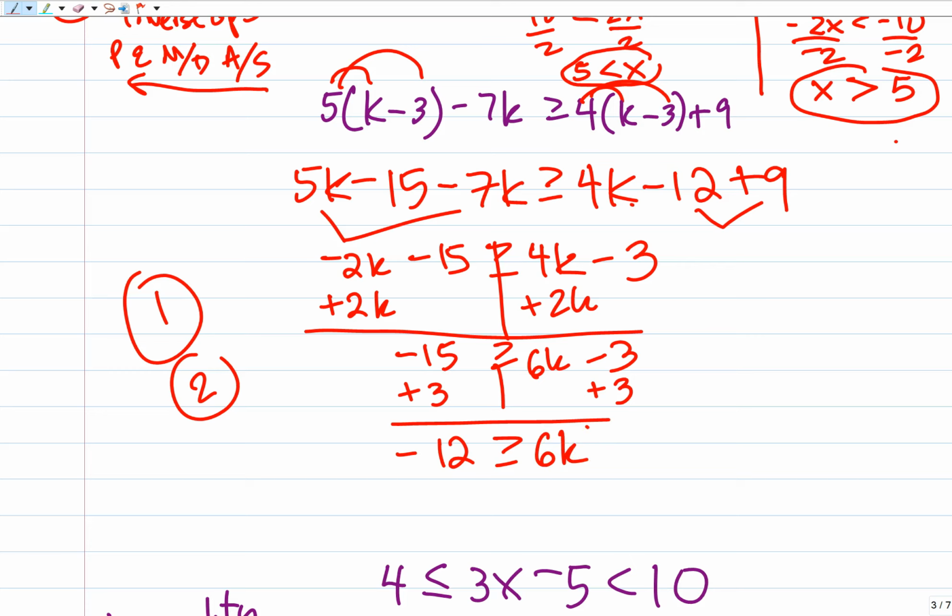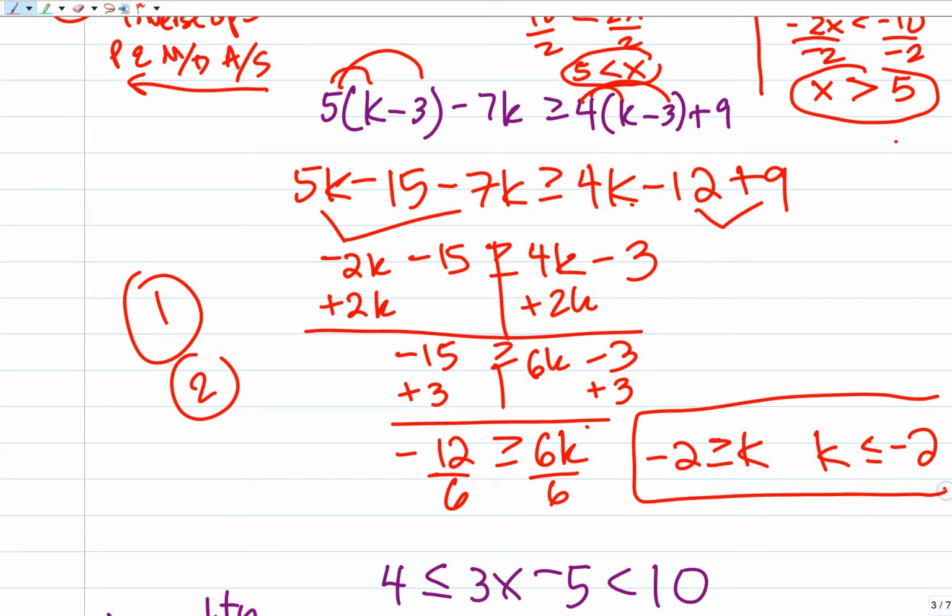What's my last step? Undo the multiplying by dividing. Am I going to flip it this time? Did we multiply or divide by a negative? So then I don't flip it. So we got negative 2 greater than or equal to k. Or k is what? These two say the same thing. Please be careful with that.